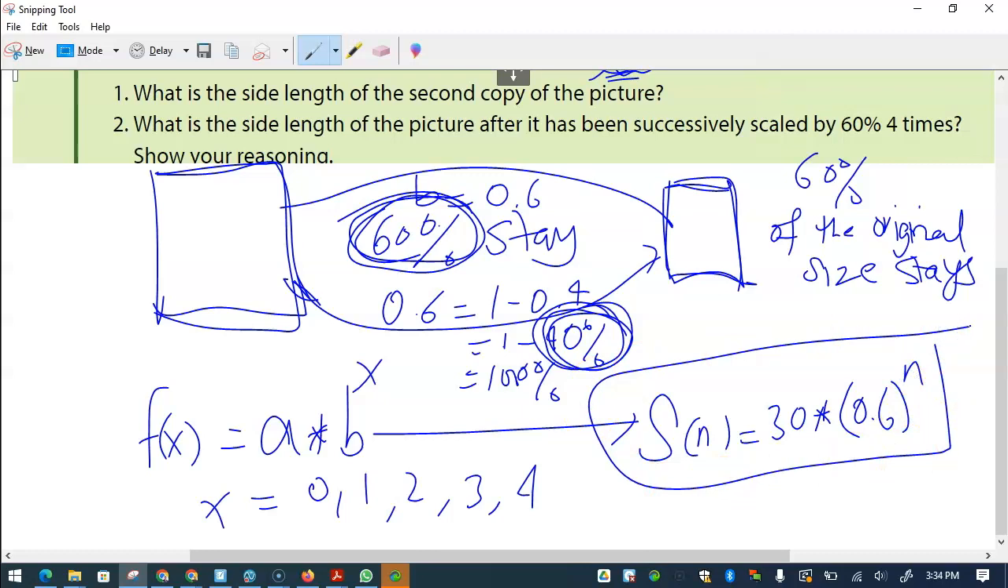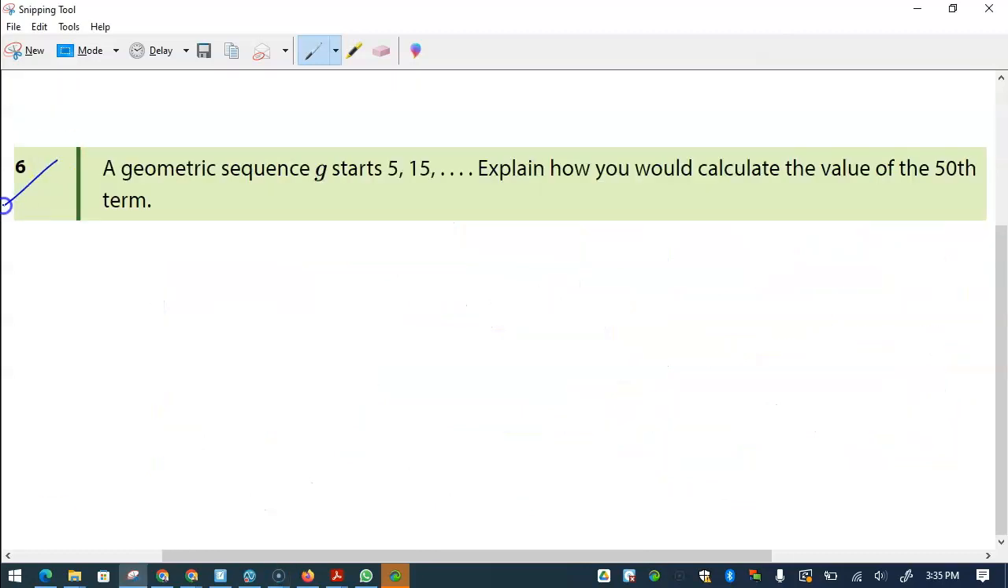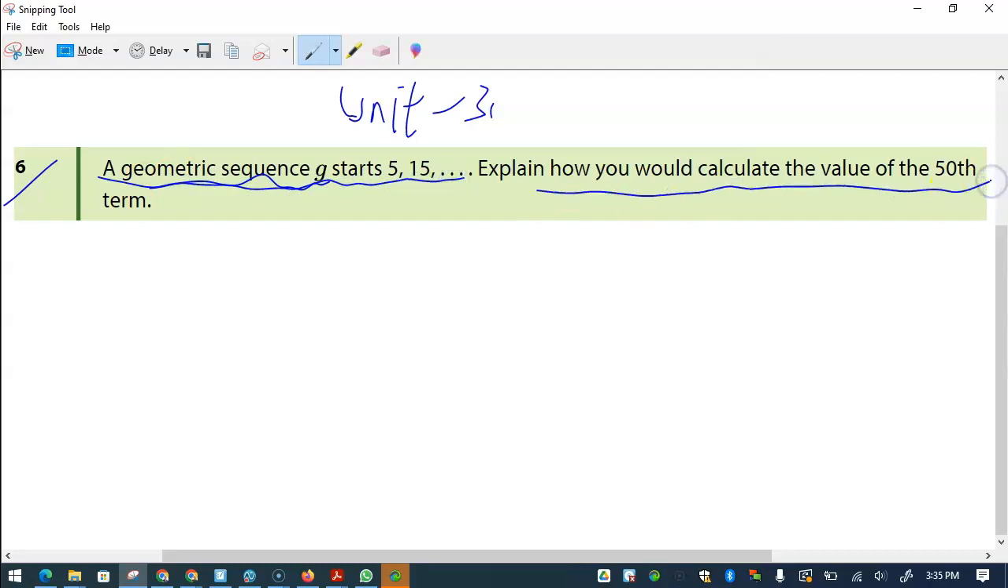Okay, let's go to the last one. Question number 6 is about unit 3, lesson 1, I think. So this is just a review that can help us for the SAT, ACT. A geometric sequence is given like this, and explain how you would calculate the value of the 50th term.